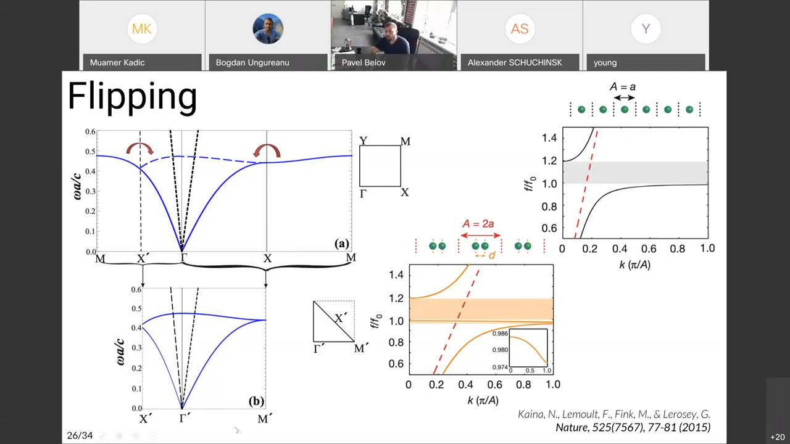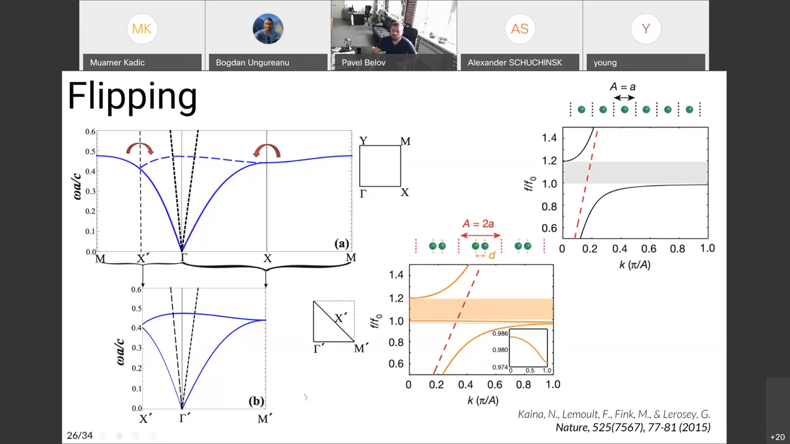So basically this is a transformation, a simple way you can construct your isofrequency contour and dispersion diagrams out of this periodicity. Okay, if you know the dispersion for a small period, you can predict what will be your dispersion for the larger period.